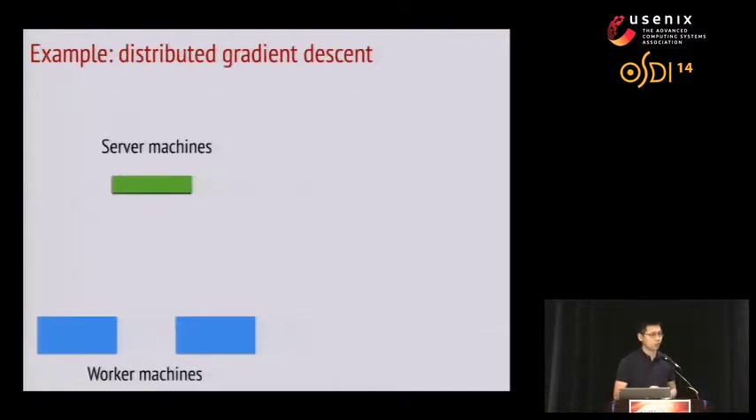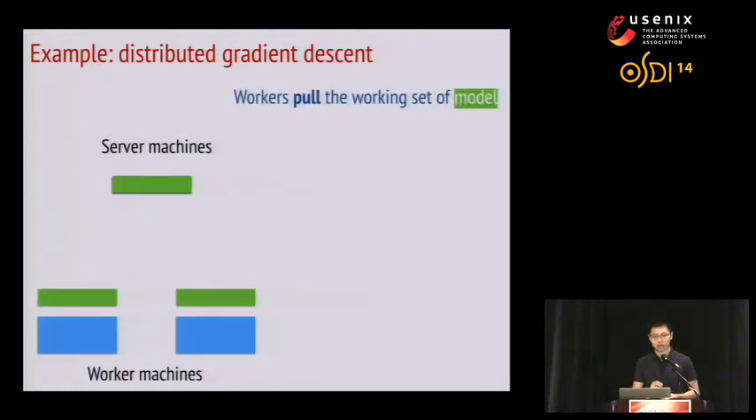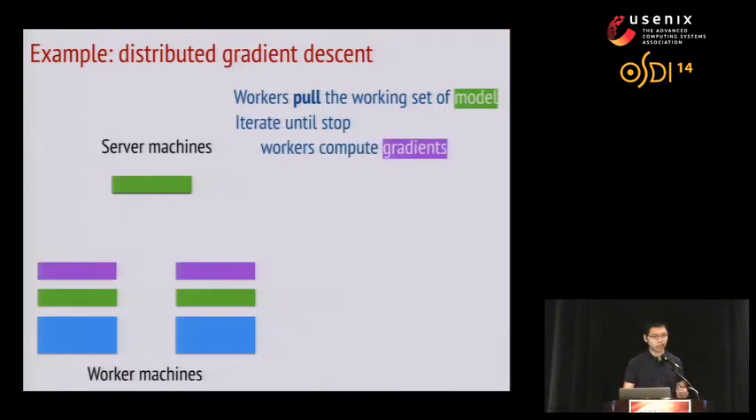Given this architecture, let's show a concrete example of how to run distributed gradient descent in it. For simplicity, I just assume there is a single server machine, and the training data has been partitioned into two workers. The first step of this algorithm is that each worker pulls the working set of the model from the server. Now we can start to iterate.